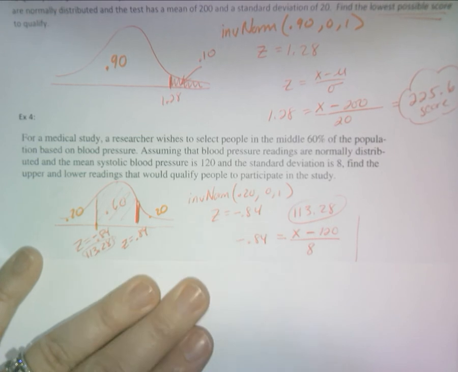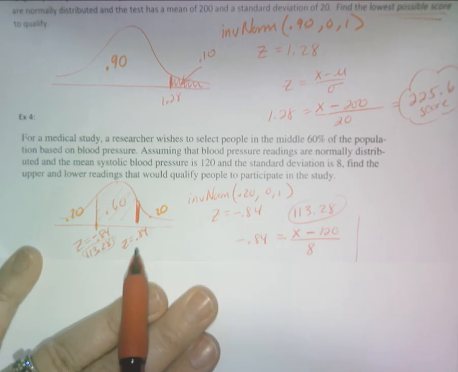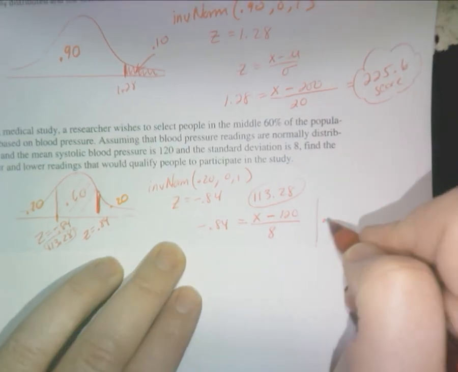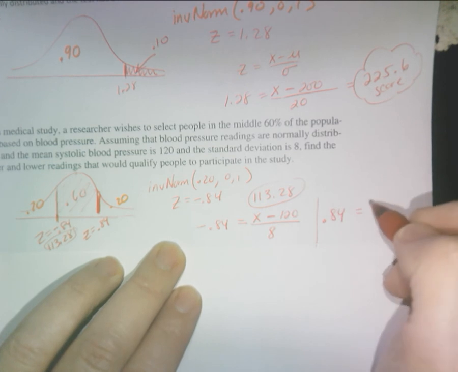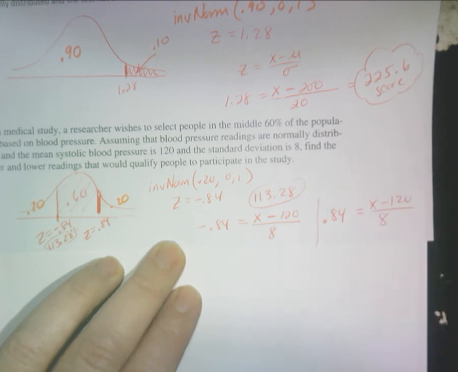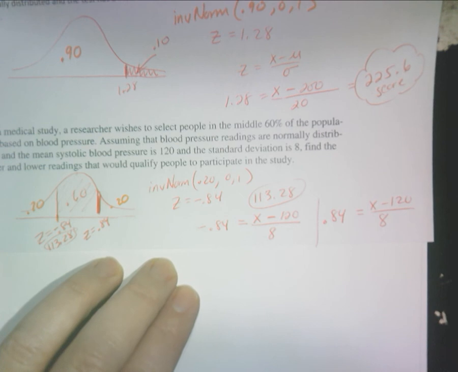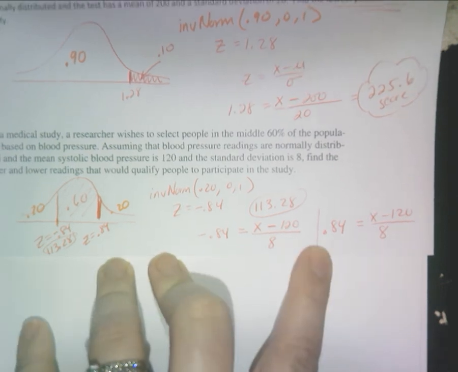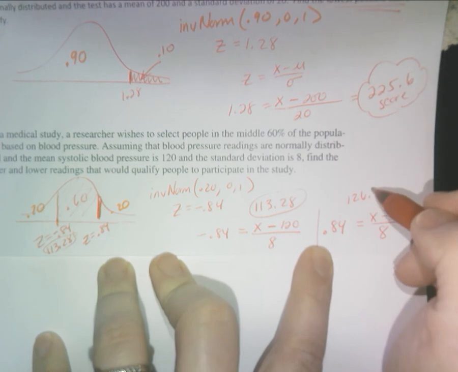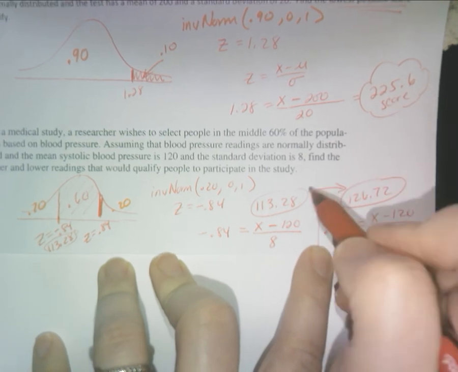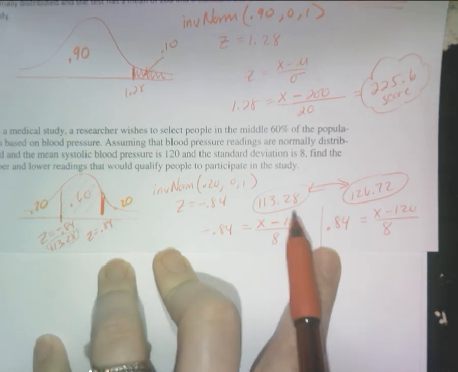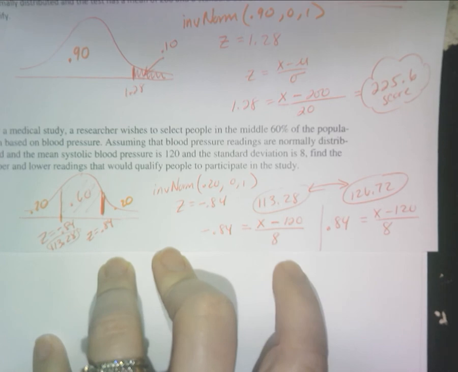Now, be careful. Do you think this would be another 113.28? No. You still have to do the formula again, this time with a Z of positive 0.84. Same thing, now with a positive 0.84. So positive 0.84 times 8, and then add the 120, and I get 126.72. So this is what you have to be between. In order to be a part of this study, you have to have blood pressures between 113 and 126. Okay.